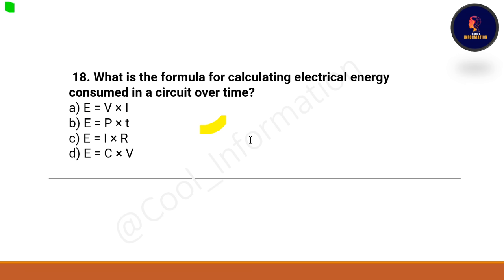Next question. What is the formula for calculating electrical energy consumed in a circuit over time? Option A, E is equal to V into I. Option B, E is equal to P into T. Option C, I into R. Option D, C into V. And the correct option is option B, which is E is equal to P into T.